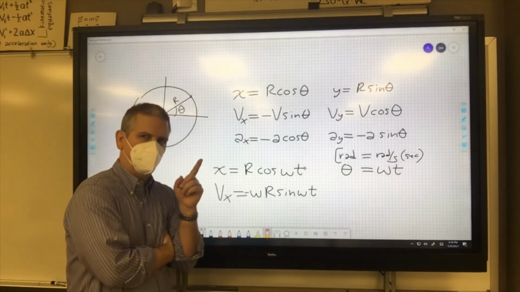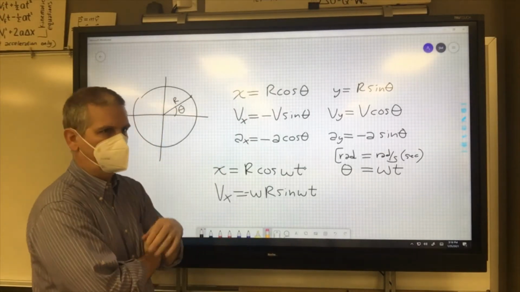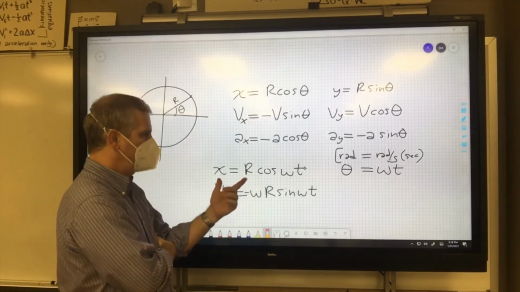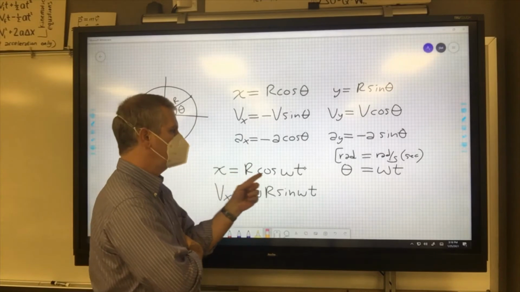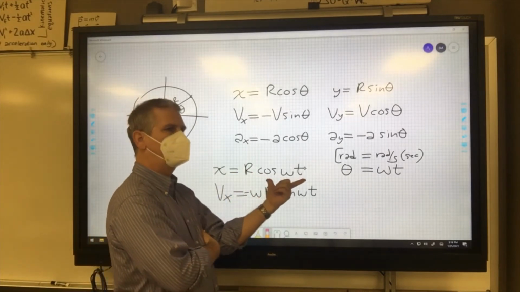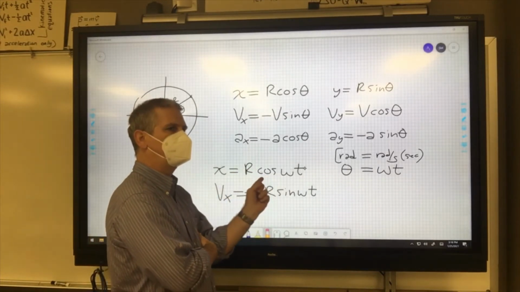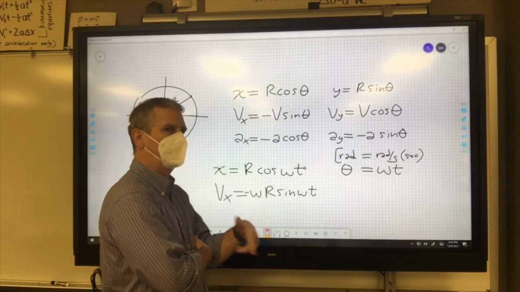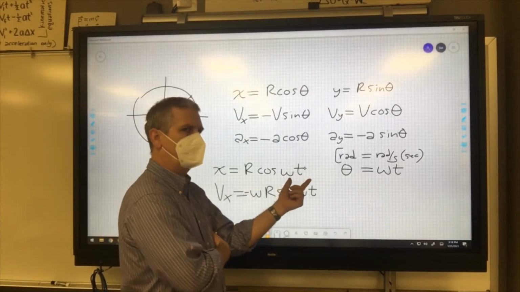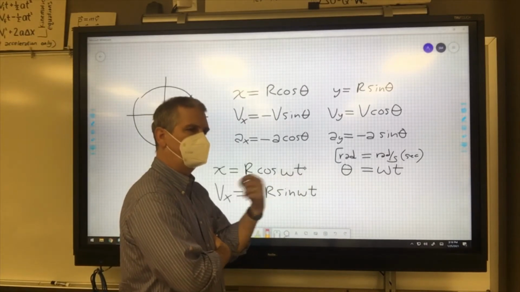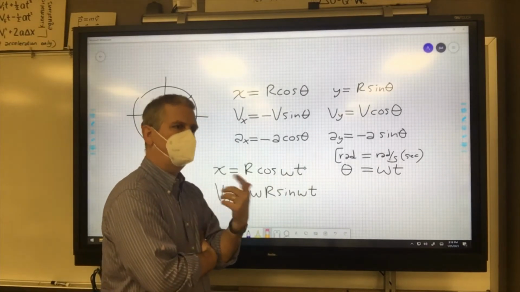Haven't you seen this in calculus? Now again, I don't know where you are exactly in calculus, but I know our kids here have seen what's called the chain rule. And the chain rule says multiply by the derivative of the whole thing. The derivative of cosine is negative sine times the derivative of what's inside. And with respect to t, the derivative of omega t is just omega.